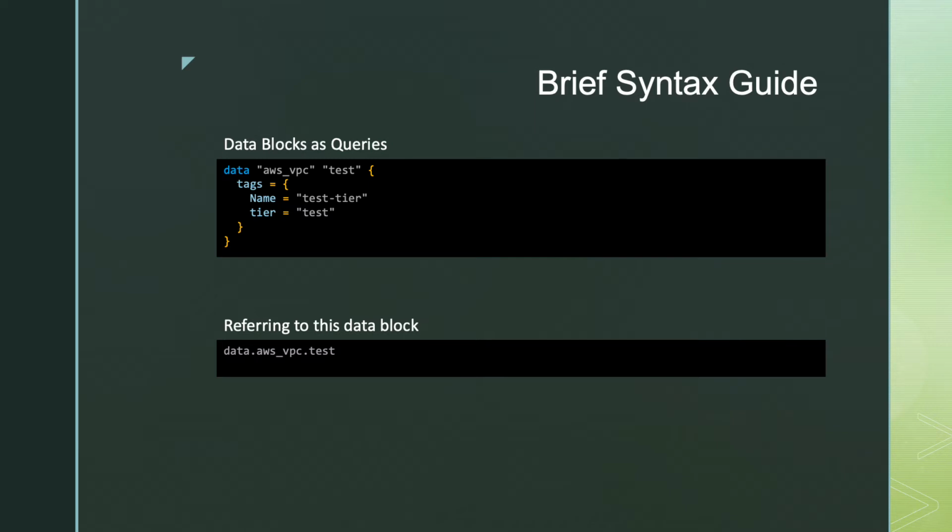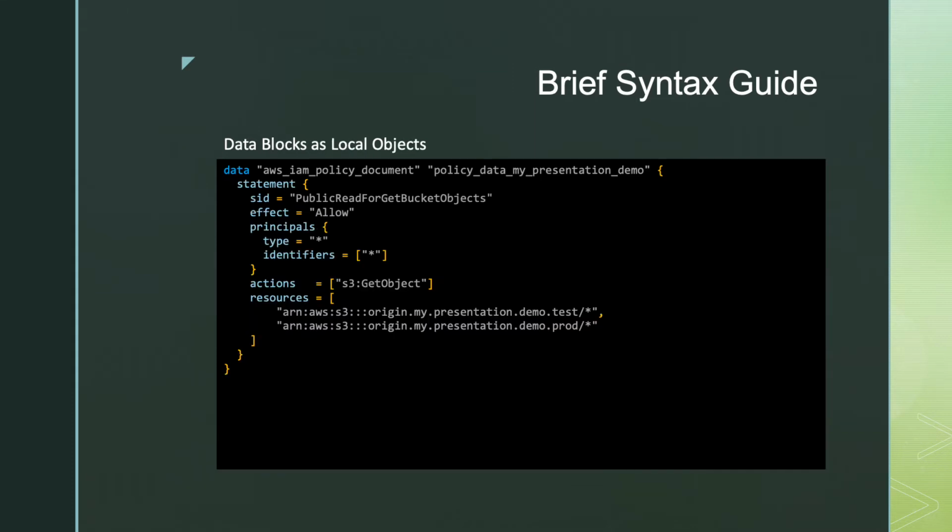Here's a data block that queries AWS for a pre-existing VPC named test tier and has a tag named tier with a value of test. Data query references are read-only, so nothing in this plan will modify or delete the AWS VPC referred to here. This is one of the ways that you can loosely couple different plans, as I'll cover later. To refer to this data block and the VPC it represents, you'd use data.aws_vpc.test. Since it starts with the data keyword, Terraform knows it's a read-only reference, among other things.